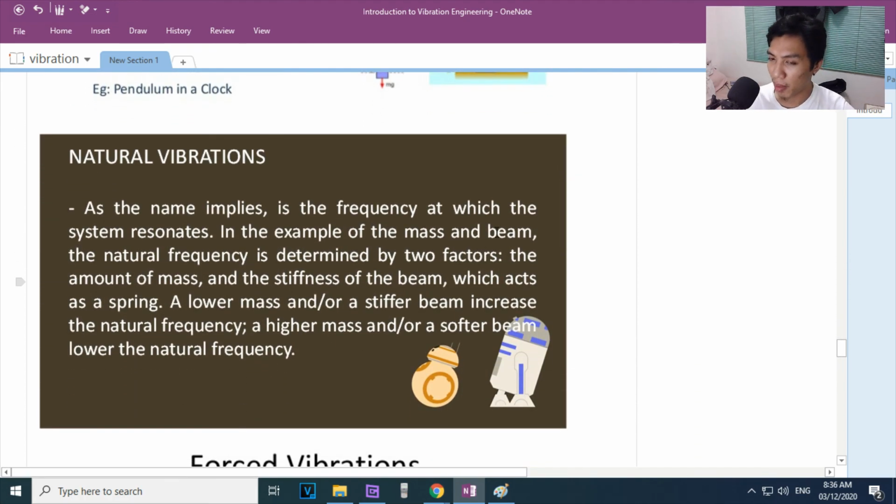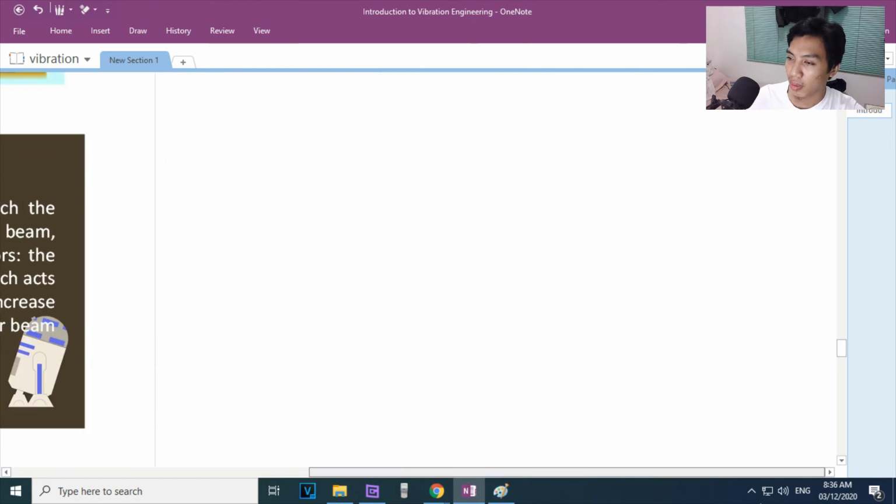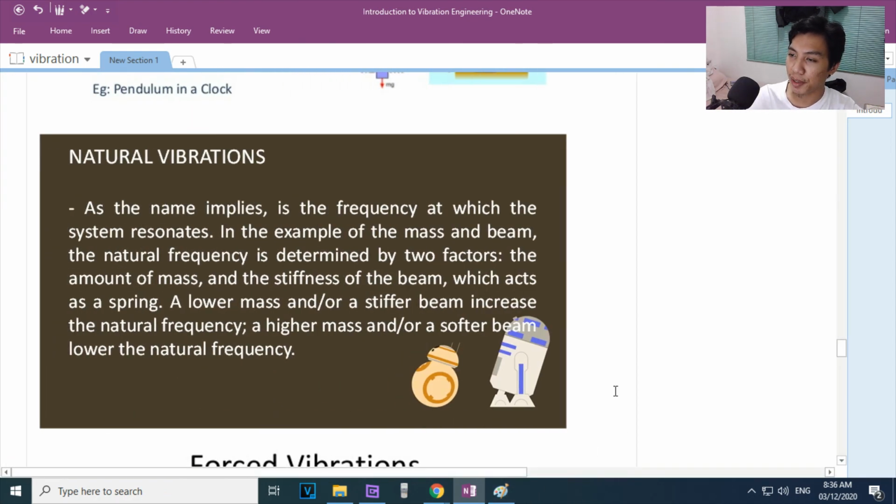Now, natural vibration, as the name implies, is the frequency at which the system resonates. What is resonates? Okay? In the example of a mass and beam, the natural frequency is determined by two factors. Number one, as I said earlier, the amount of mass and the stiffness of the beam. Your vibrations still depend on the mass and the stiffness, the hardness of an object, which acts on a spring. A lower mass or a stiffer beam increases the natural frequency, its movement.